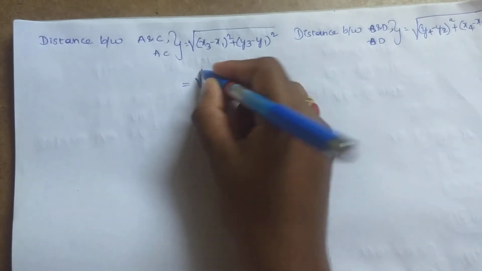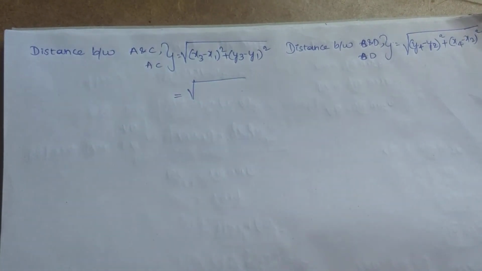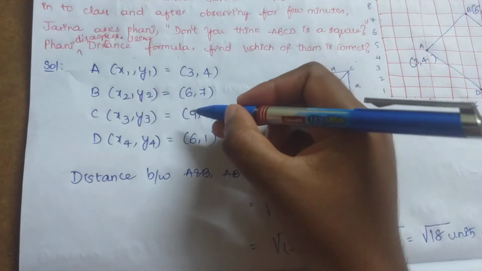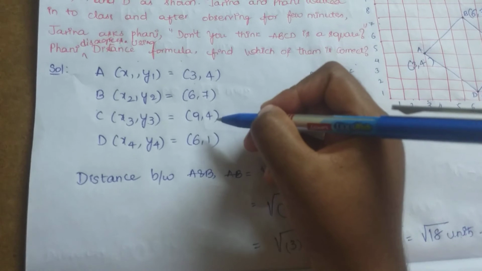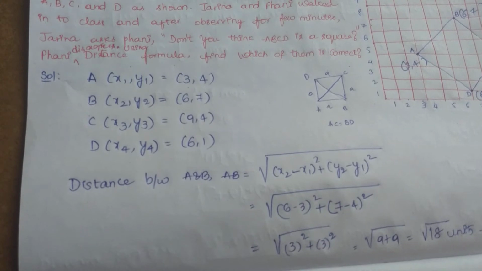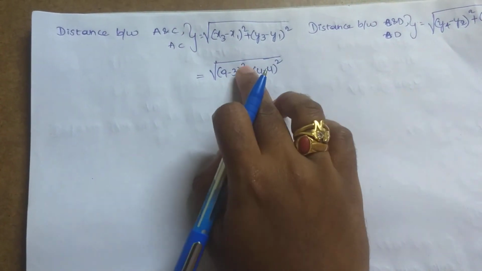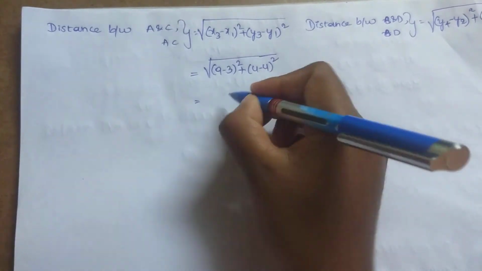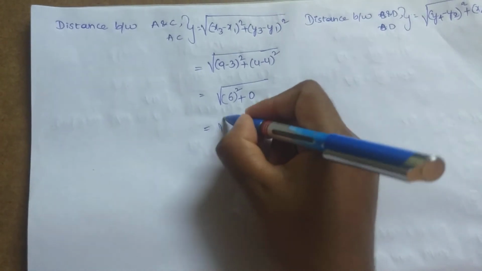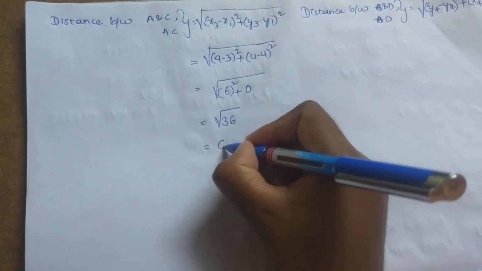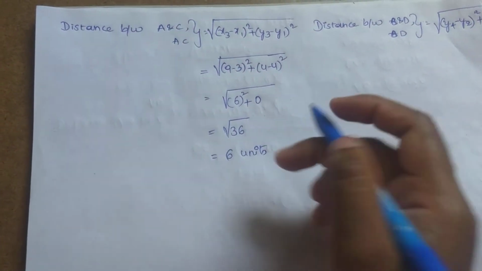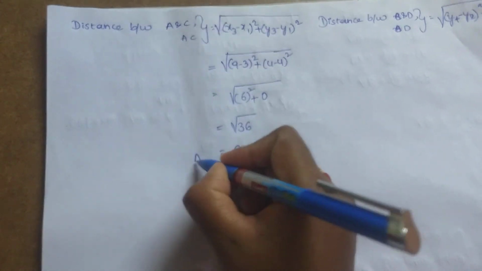What is the x3 value and x1 value? We'll check it. So here x3 is 9 and x1 is 3. So 9 minus 3 whole square plus 4 minus 4 whole square. Correct? Let us simplify this. 9 minus 3 is 6 square plus 4 minus 4 is 0. 0 square is 0. So square root of 36, we have to take only the positive value, since distance is a positive term. So the distance between A and C is 6 units.